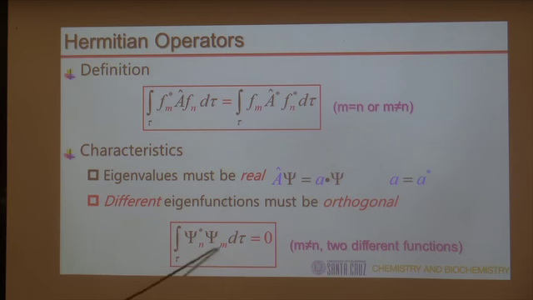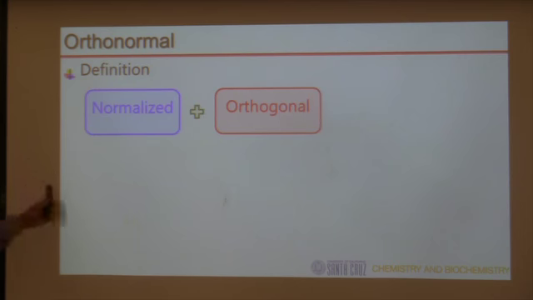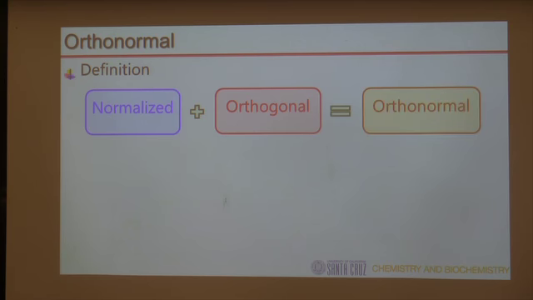But if m equals n, that means you use the same wave function, and you prove that it equals 1, then you prove normalization. So in this case, I want you to be clear that normalization and orthogonality are actually different things. Based on this, we developed another concept called orthonormal. The definition of orthonormal is pretty simple. Based on the word, it's normalized plus orthogonal will give you orthonormal. So there are actually two layers of meaning there.